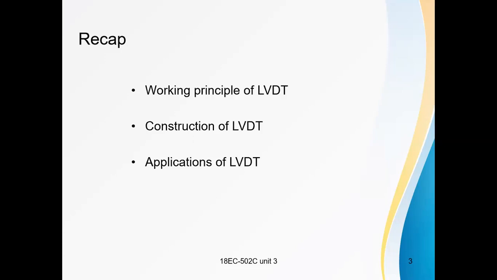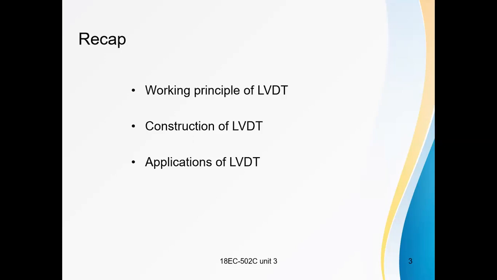Its output depends on the displacement. Mainly it is based on the displacement. As a transformer, it has a primary winding and two secondary windings. In LVDT, in between the primary and secondary there will be a displacement core. And one more point: the secondary has two coils, S1 and S2, two windings with an equal number of turns.